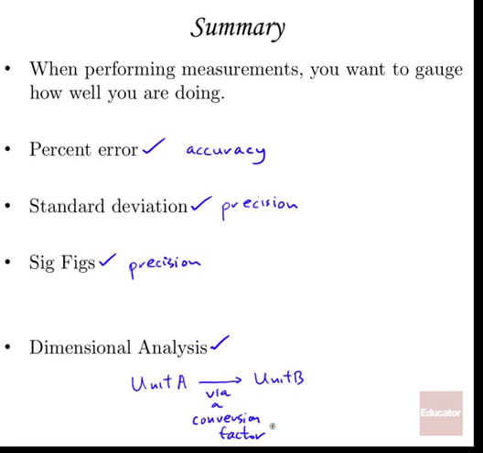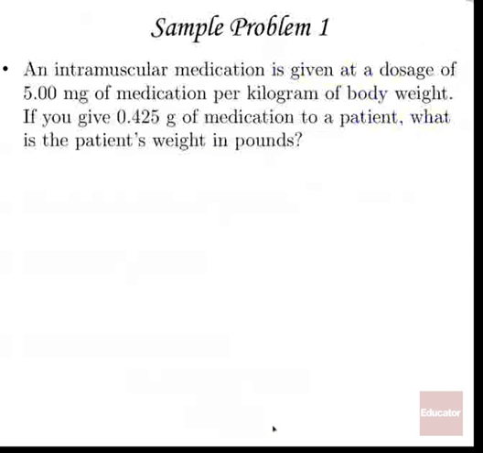All right, so there's our summary, and now let's go ahead and tackle some sample problems. An intramuscular medication is given at a dosage of 5.00 milligrams of medication per kilogram of body weight. If you give 0.425 grams of medication to a patient, what is the patient's weight in pounds? All right, so the 0.425 grams of medication is here, and somehow we want to go from grams of medication to whatever the question is asking for, which is pounds of body weight.